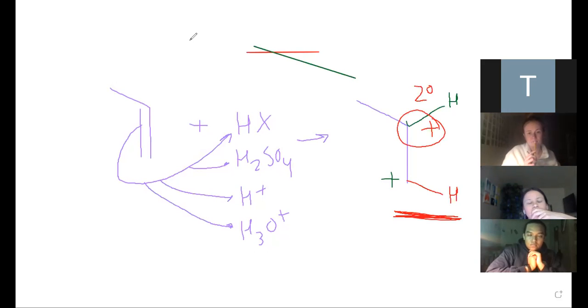In the other format, you would form a primary carbocation, right? And that's less stable. So whenever you add a proton, you want your hydrogen to go to the least substituted carbon, because the other side of that double bond is going to become a carbocation every time.